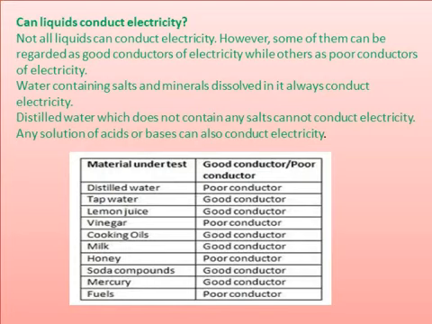Some of the materials are taken here and tested for their conductivity. After the test, the list is given here in tabular form, and you can see that tap water, lemon juice, cooking oils, milk, and soda compounds are found to be good conductors, whereas the other liquids are poor conductors. You can test it with a tester, which we are going to see later.